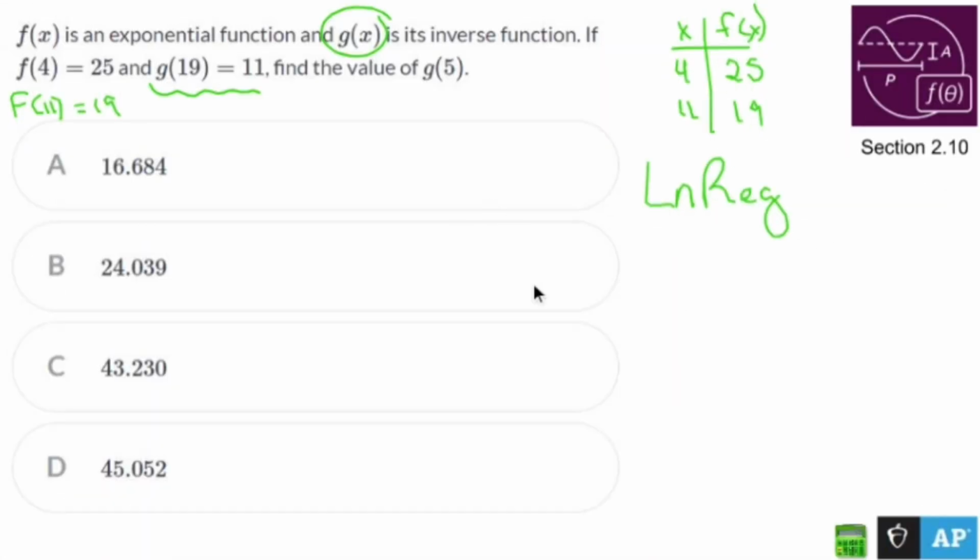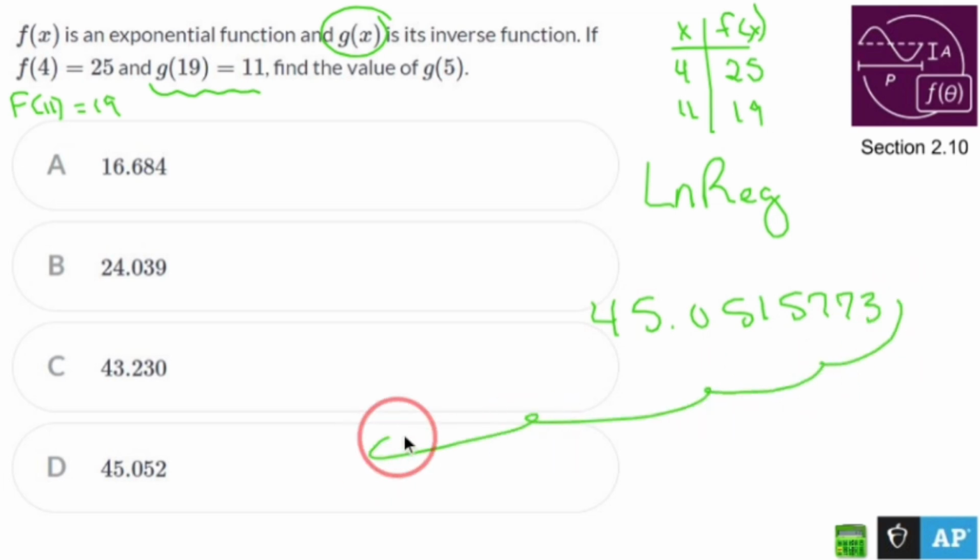So I'm going to write all that out and be done. I didn't even bother writing that equation down because I don't really need to know it. But what I do know is when I plugged in 5, I got 45.0515773, and so on. Logs. Fun.